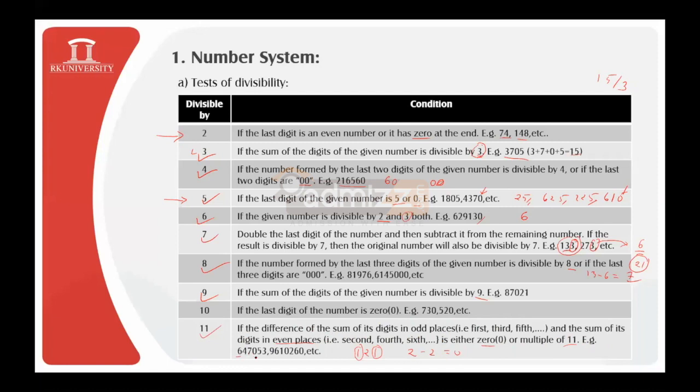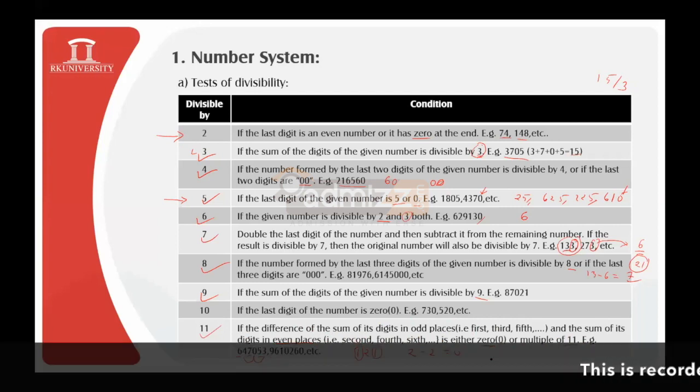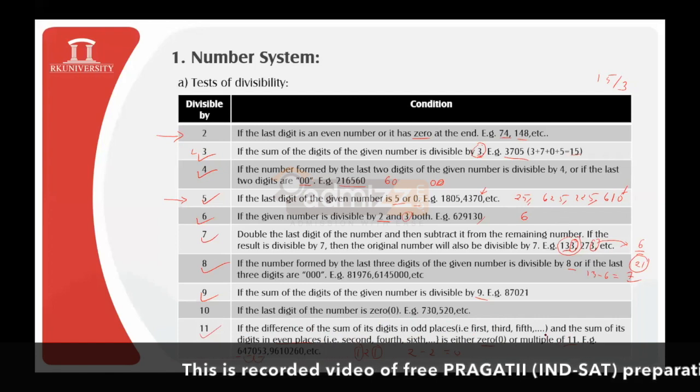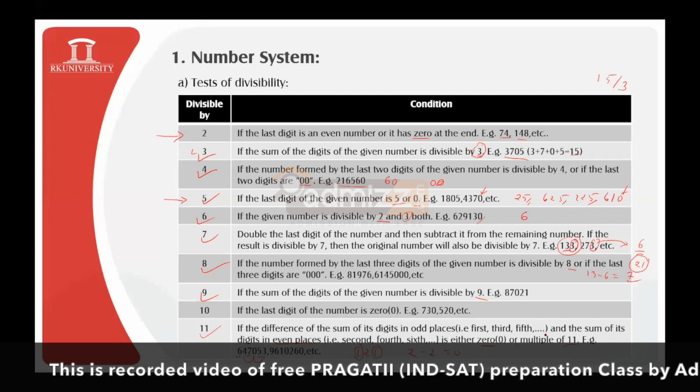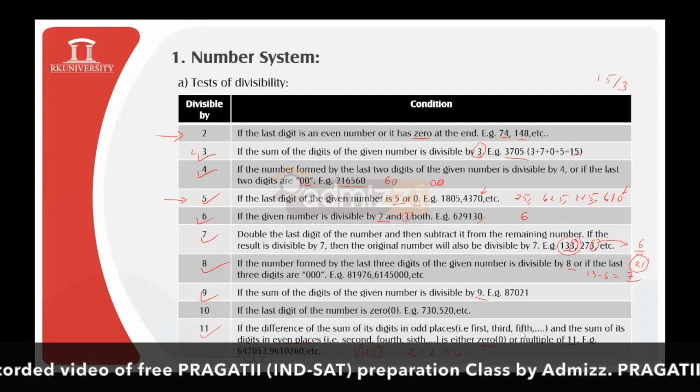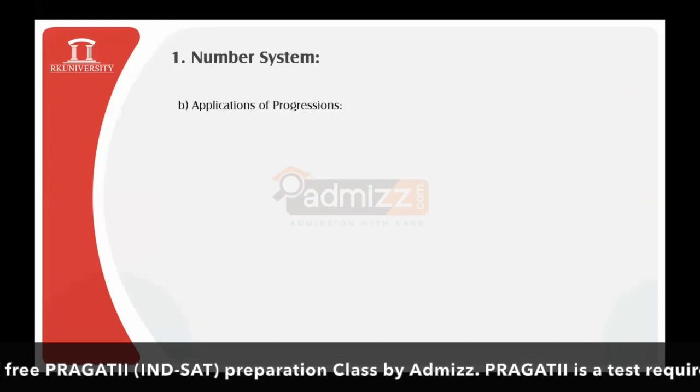Here this is an odd place, this is an odd place, this is an odd place. Take the sum of these, and for those in even places, take the sum of these too, and take the difference. If the difference comes 0 or 11, then the number is divisible by 11. So this is the key to remember which number is divisible by which.